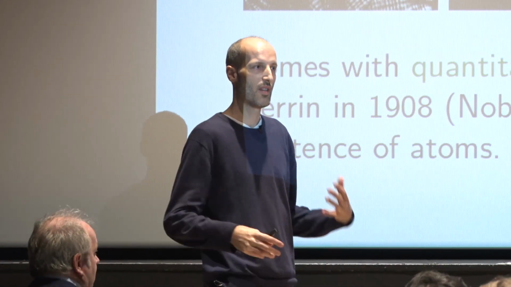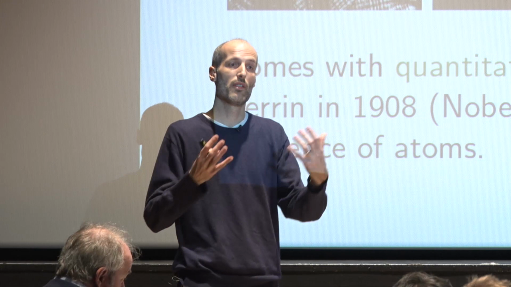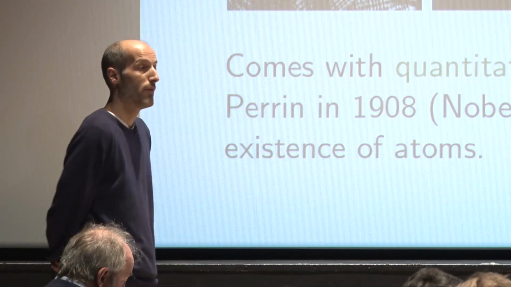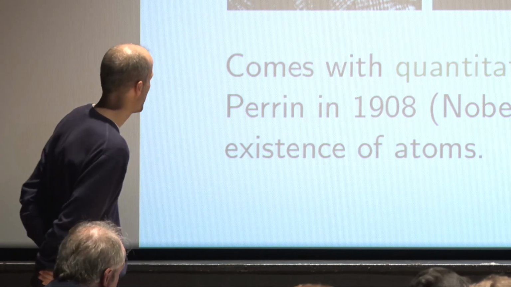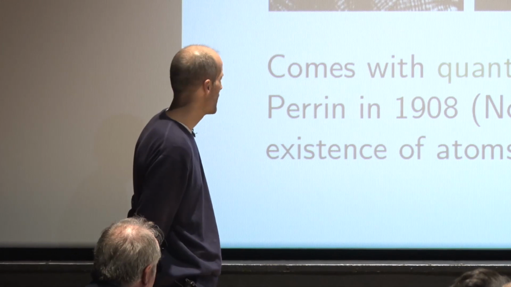And so that was the first conclusive, if you want, proof that matter is really made of atoms and molecules, and Perrin got the Nobel Prize for that in the 20s then.